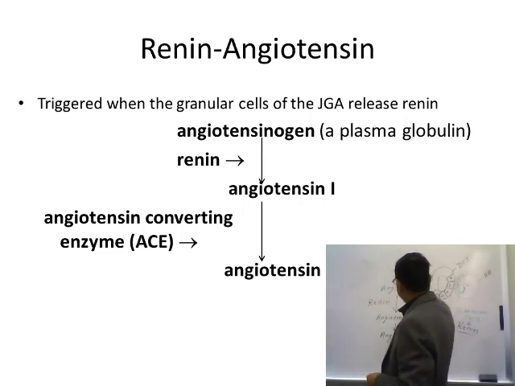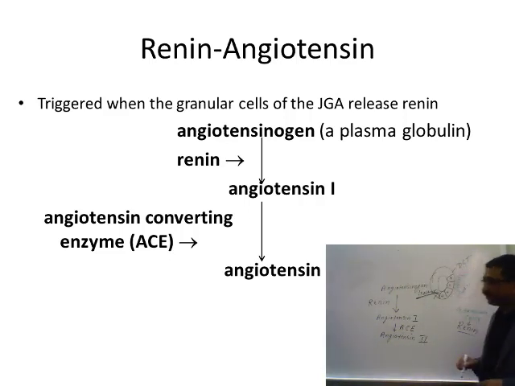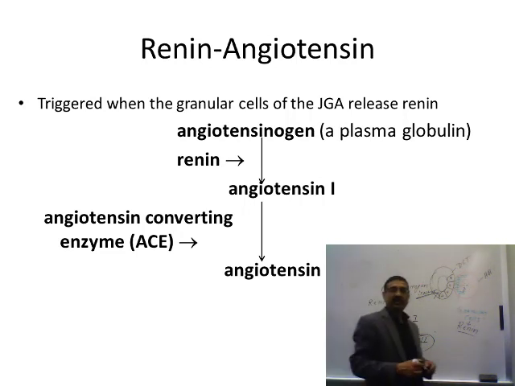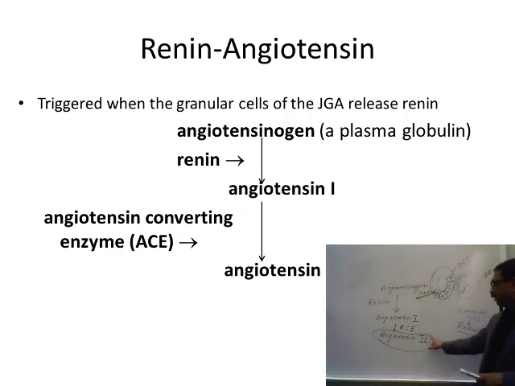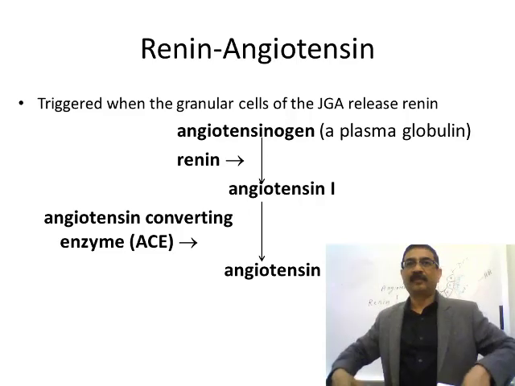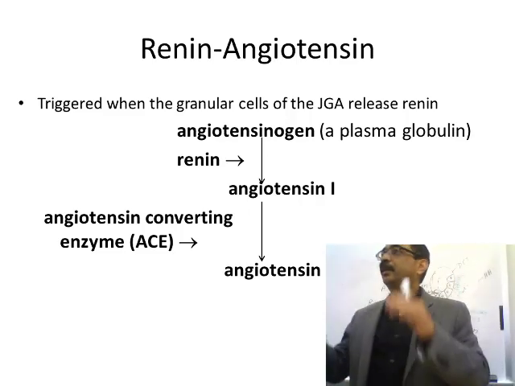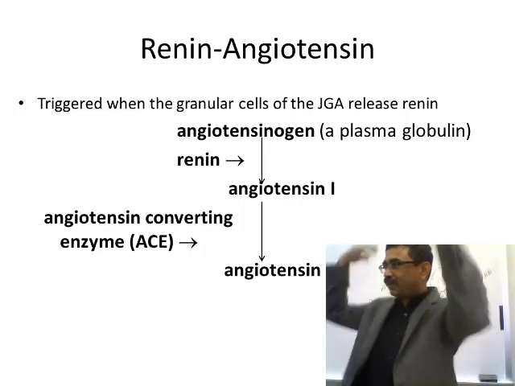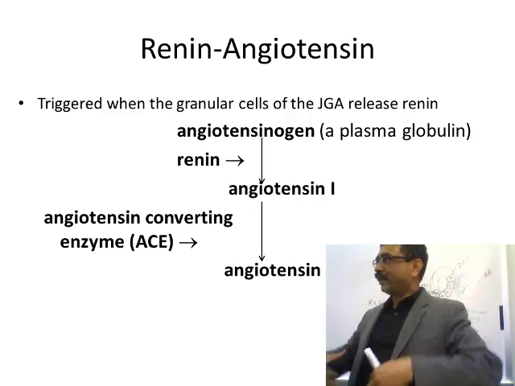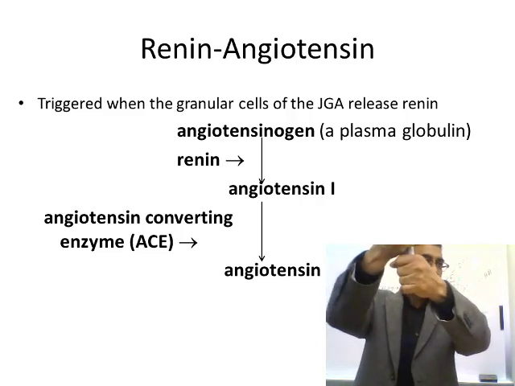So angiotensinogen is an inactive protein. Angiotensin 1 is partially active, and angiotensin 2 is fully active. So this is the active chemical, angiotensin 2. This angiotensin 2 goes everywhere through the blood and causes generalized vasoconstriction. Generalized means throughout the body, not localized, just the opposite of localized. So it goes everywhere and causes vasoconstriction, constriction of the blood vessels throughout the body.